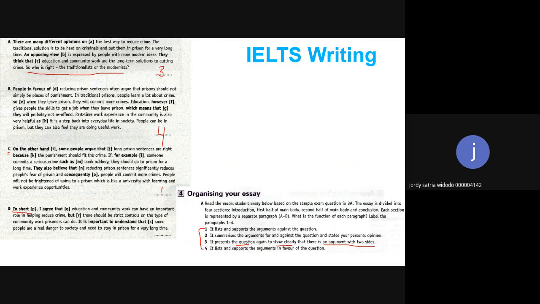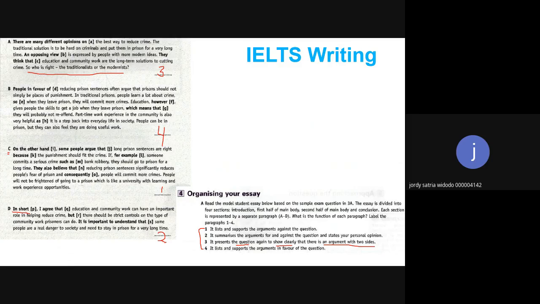But there should be strict controls on the type of community work prisoners can do. It is important to understand that some people are a real danger to society and need to stay in prison for a very long time. So this is two, of course. It summarizes the arguments for and against the question and states your personal opinion.